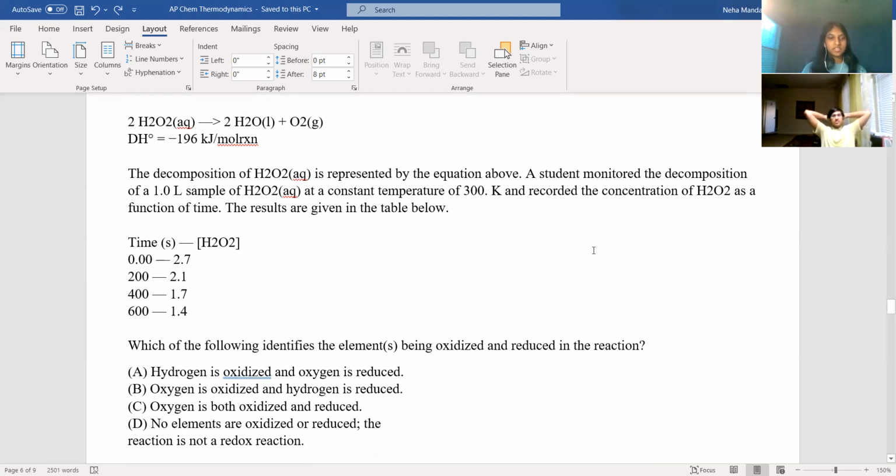Okay, which one is being oxidized and which is being reduced? So O2 is being oxidized and... Doesn't it stay the same? Oh, wait, let me think. But isn't it in O2 it's 0? It's not 2 minus. Oh, yeah, no, sorry. I'm being dumb.